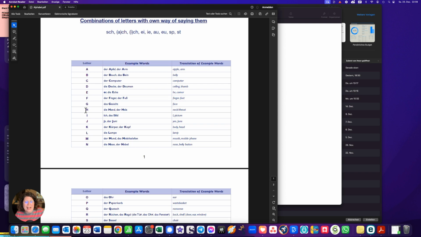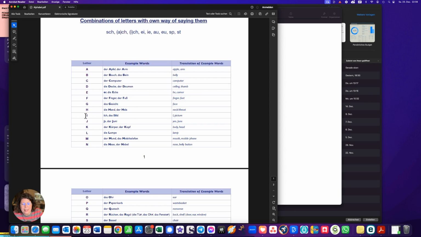Next letter is H. Die Hand. Der Hals. That's the neck. Die Hand is the hand, of course. So the letter H also has variations. This is pretty much how it's pronounced at the beginning of a word. Sometimes the letter H is silent and is not pronounced at all. You will see that a lot, or it's also used in combinations.